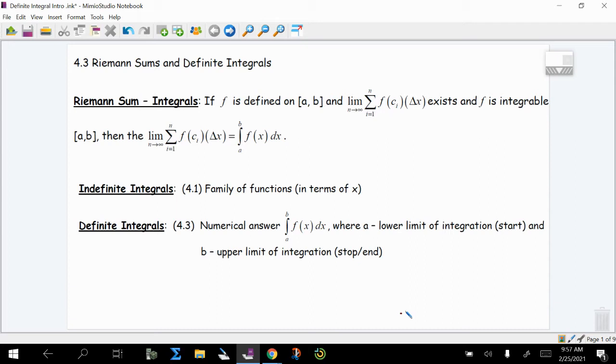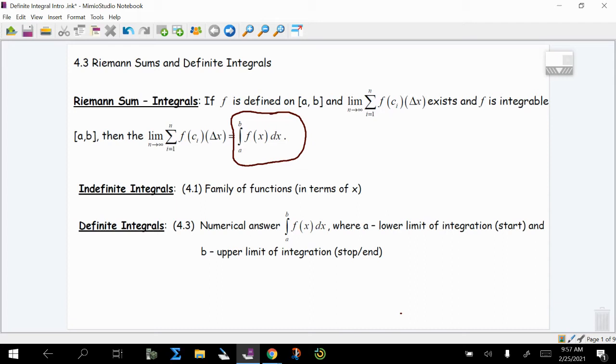The connection he made is that we can write that, as you've already seen in some of the problems we've done, as an integral where you have boundary numbers at the bottom and top, which says where we are slicing this into rectangles from A to B. That's the connection between integration and Riemann sums.